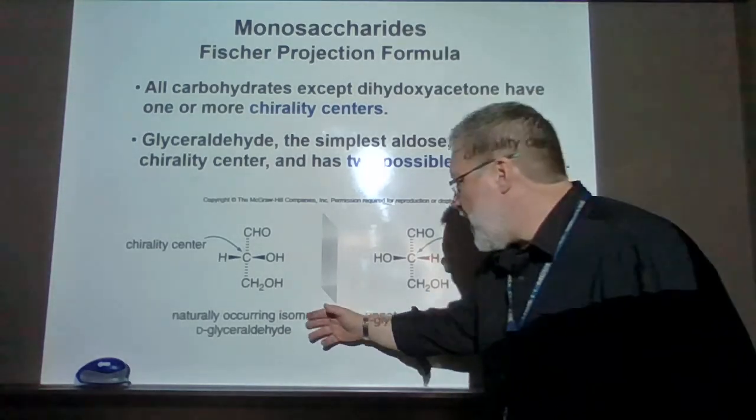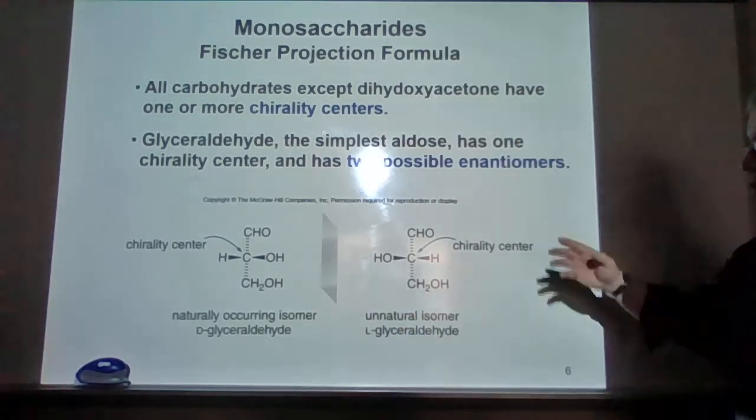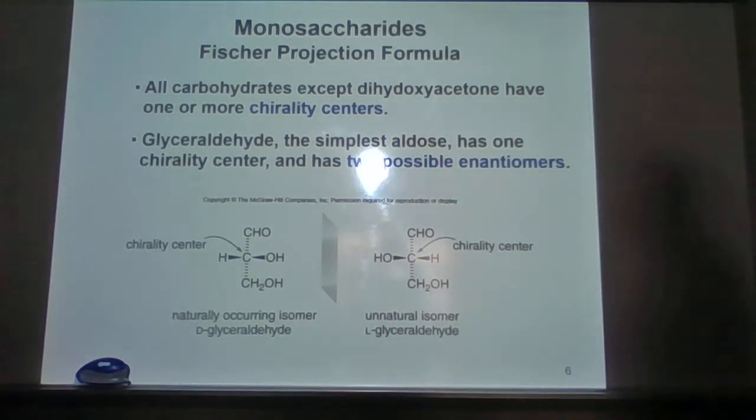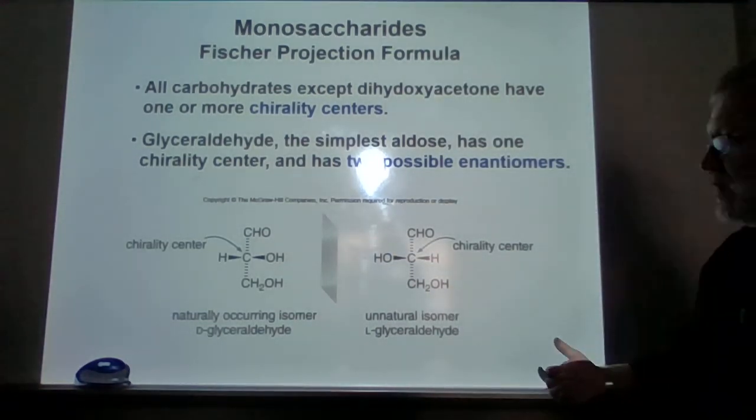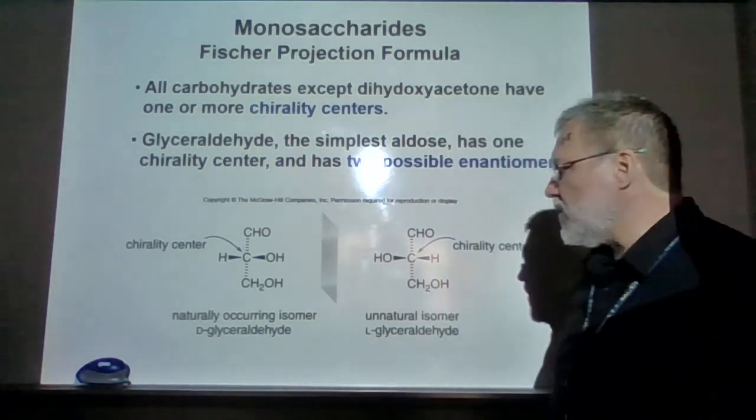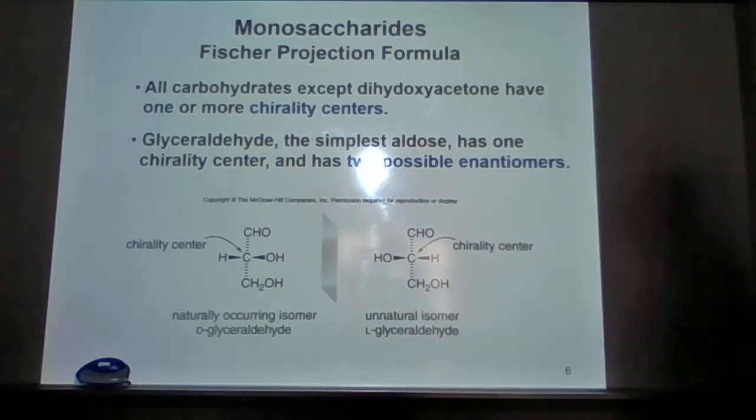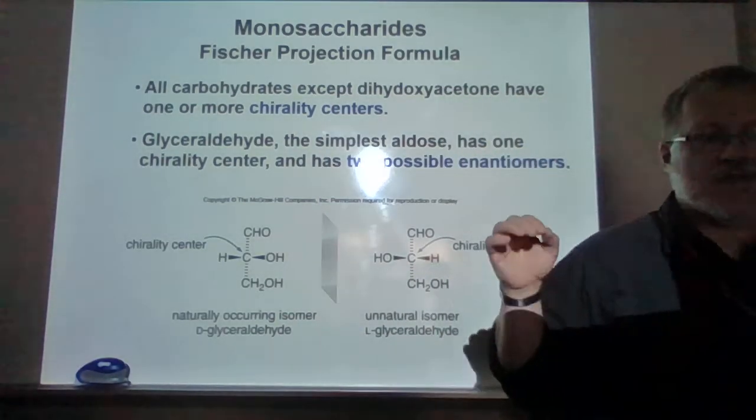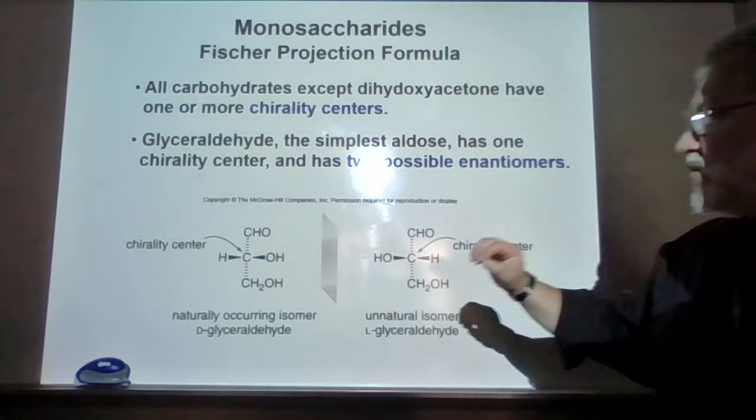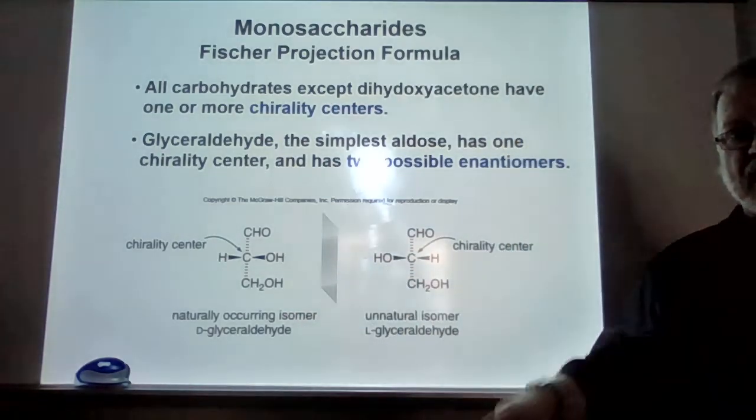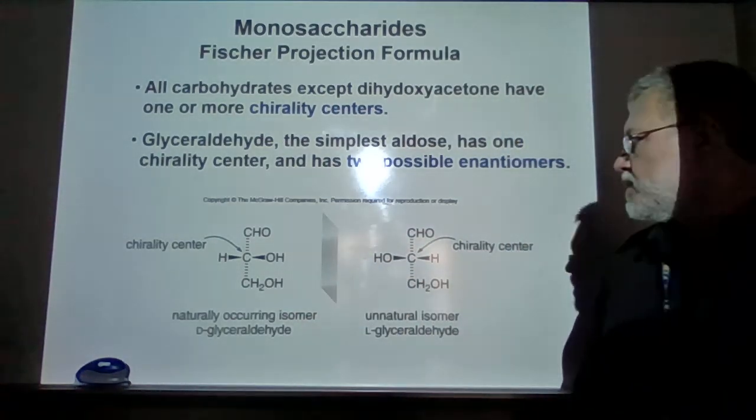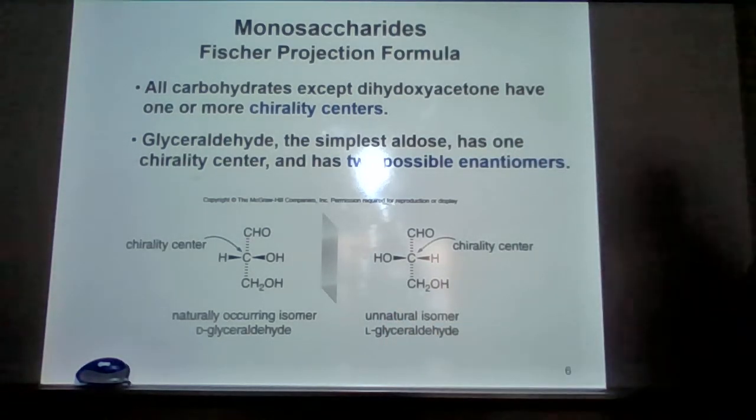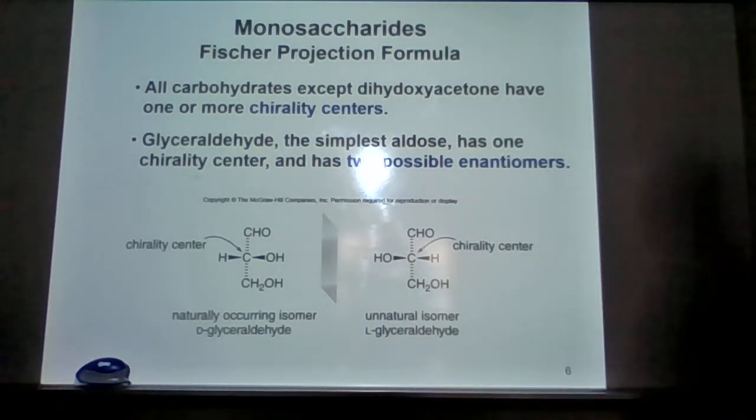These are 2 different compounds. They are related to one another as enantiomers, but they are different compounds. This is the naturally occurring isomer. The body generally produces, when we have stereocenters, the body is unique in that it only produces one particular isomer and not the other. So here we have the unnatural isomer, L-glyceraldehyde.